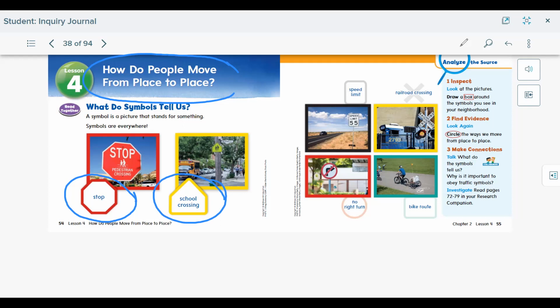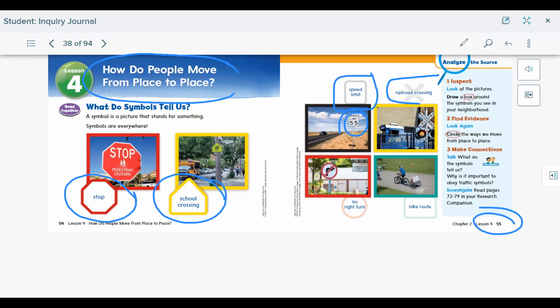Let's look at these pictures over here on page 55. Draw a box around the symbols that you see in your neighborhood. So let's look at the first symbol. This right here, which you see in the picture, that is for the speed limit. That tells us how fast we can go.